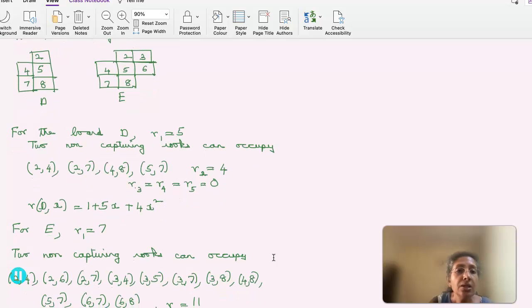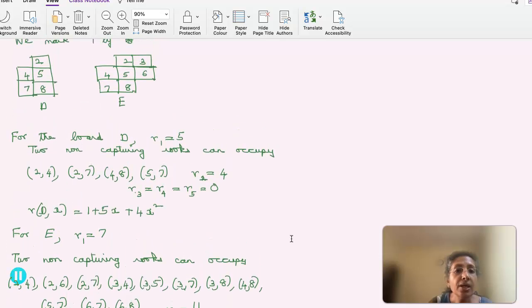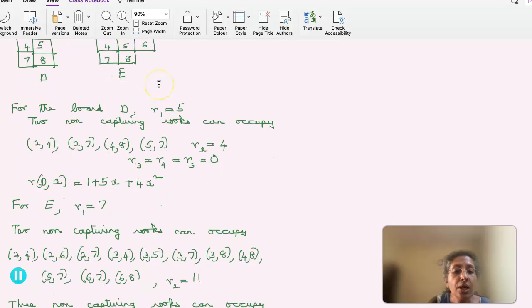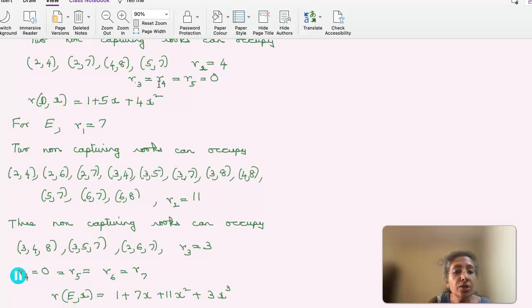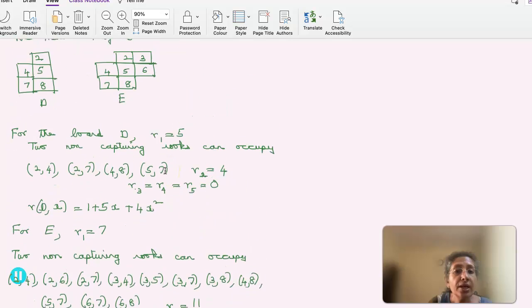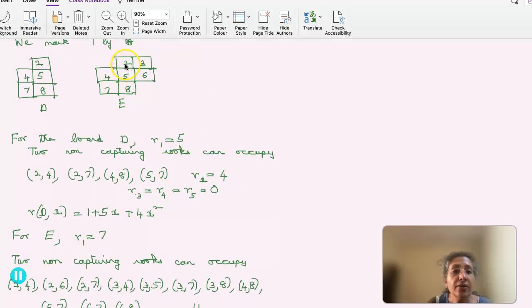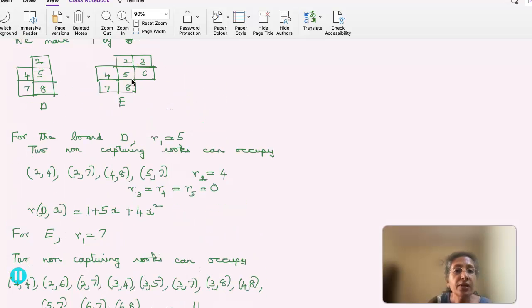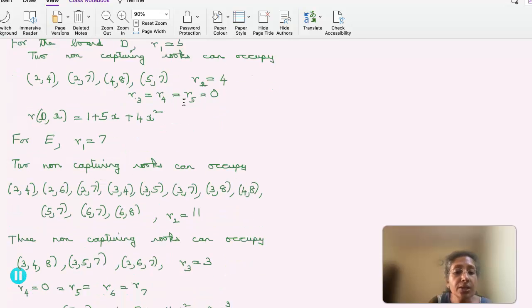And for E, there are 7. So R1 is 7. And two non-capturing rooks can occupy 2,4, 2,6, 2,7, then 3,4, 3,5, 3,7, 3,8, then 4,8, then 5,7, 6,8 and 6,7. So R2 is 11. And three non-capturing rooks can occupy 3,4,8, then 3,5,7, and 2,6,7. That's also possible. So R3 is 3.